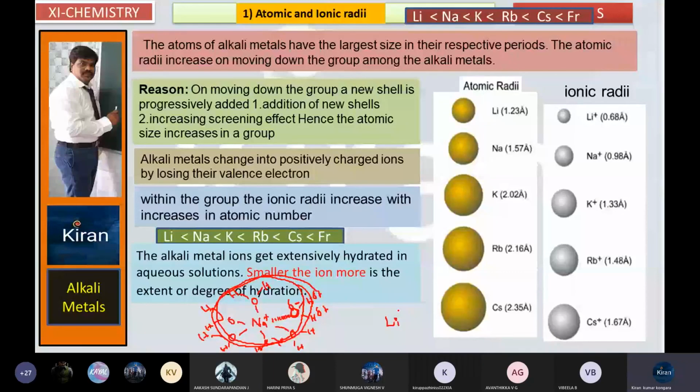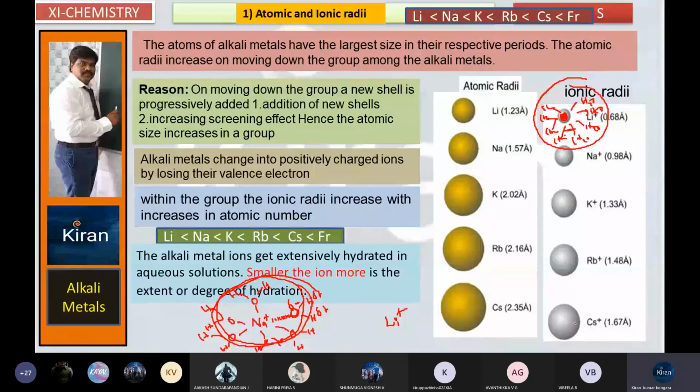Lithium ion. See here. In a smaller atom, the nuclear attraction force is high. The attraction force of the nucleus is very great. That is the reason, while comparing with sodium, lithium can hold more number of water molecules. That's the reason the size of the hydrated lithium ion is great in the water. Here, the size of the hydrated sodium ion, while comparing with lithium, is less.